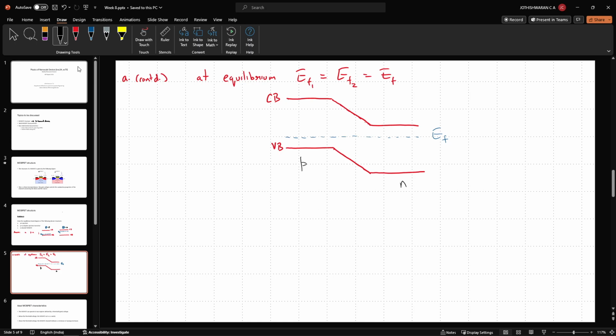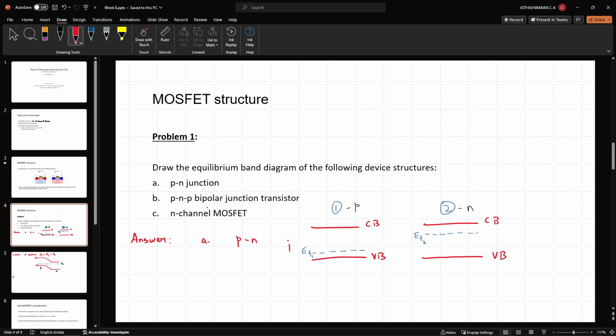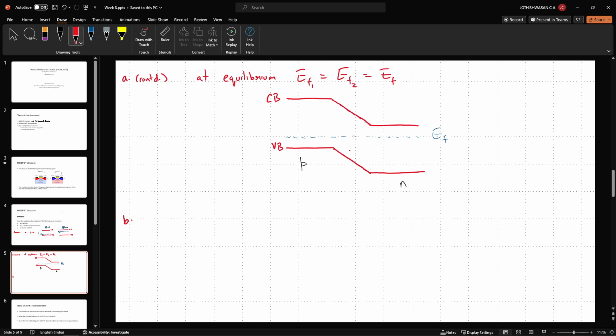Okay, so now we come to part B of the question, which let me just go back for reference. Now that is a PNP bipolar junction transistor. That is an extension of this system. So we have a P region, an N region, followed by another P region. Since I've already drawn the P and N band diagrams, I'm not going to repeat that. So this is a PNP bipolar junction transistor. This is our collector base emitter system.